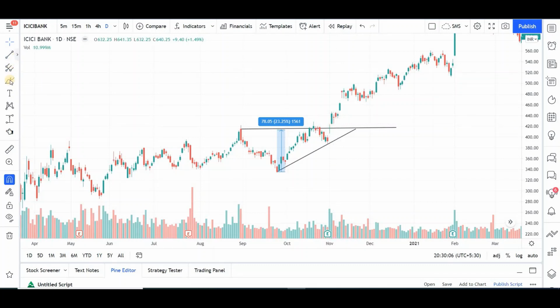Now, what should be my target? The target has to be similar to the first initial range, which is like 78 points. So from here on, I will be looking for a 78 to 80 target zone. Let's say here is the breakout and this is the retest level, but I will consider my target zone from here only. So kind of 80 odd points that I'm looking for. This is my range.